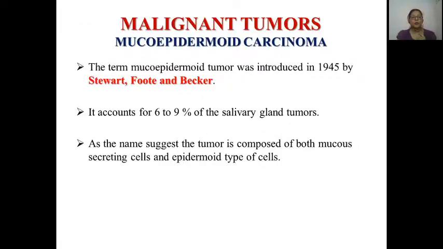Malignant tumor, mucoepidermoid carcinoma. The term mucoepidermoid tumor was introduced in 1945 by Stewart, Foote and Becker, and it accounts for almost 6 to 9% of the salivary gland tumors. As the name suggests, the tumor is composed of both mucus secreting cells and the epidermoid type cells, which is also a mixed type of cell which consists of mucoepidermoid types of cells.